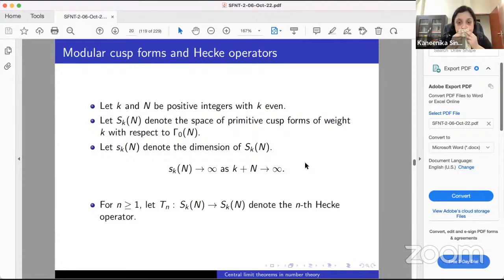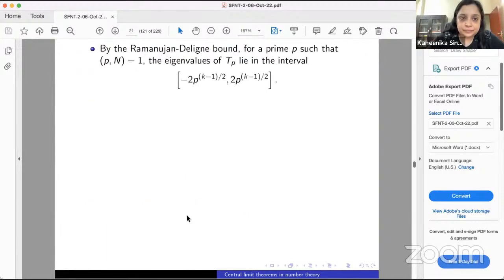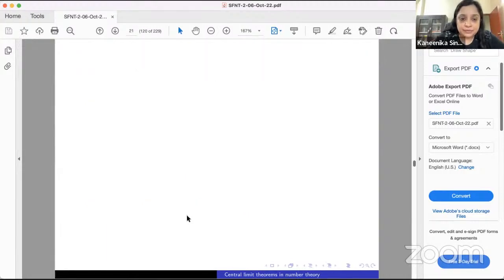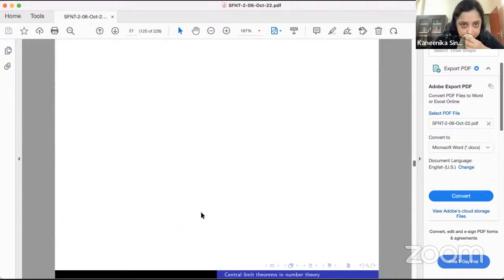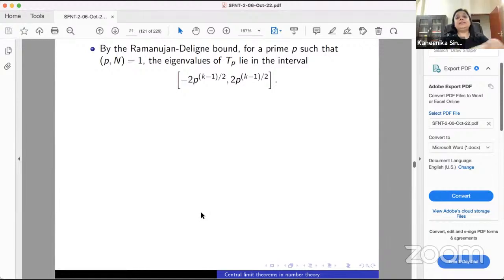On these spaces, let T sub n denote the nth Hecke operator. We will be interested in eigenvalues of T sub n acting on these spaces S sub k of n. There are some very well-known theorems about eigenvalues of these Hecke operators. By the Ramanujan-Deligne bound, for a prime p which is coprime to the level n, the eigenvalues of T sub p lie in this interval.